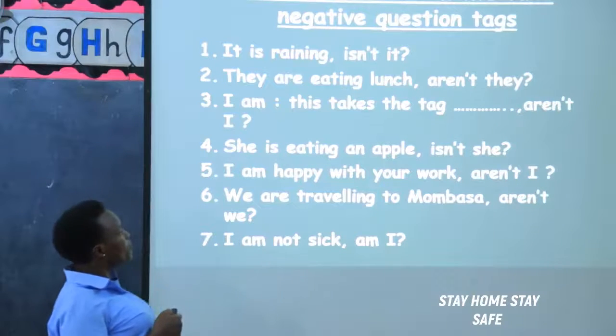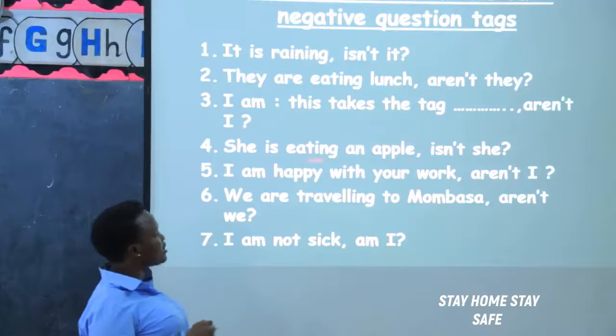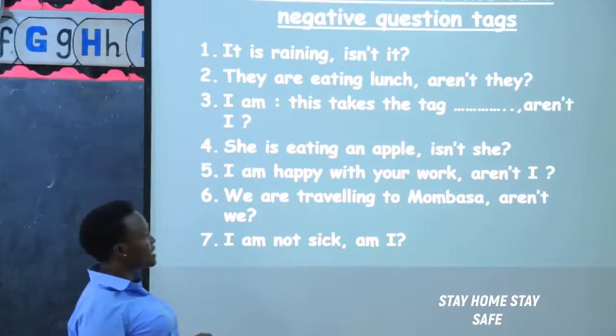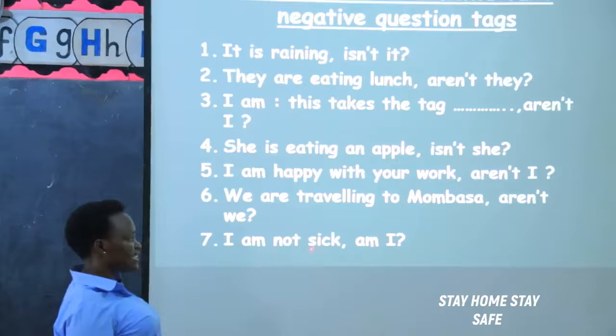For example, she's eating an apple, isn't she? I'm happy with your work, aren't I? We are traveling to Mombasa, aren't we? I'm not sick, am I?